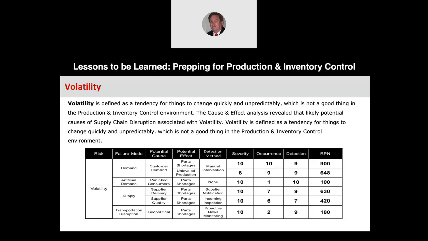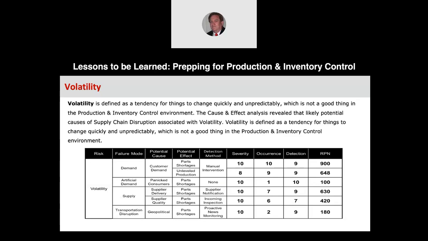So for the first one, the part shortages, the severity would be a 10. How likely is it to occur? The bad thing is, it's very likely to occur. As we get on in this, we'll show in safety stock how we try to help prevent that. Detection is almost always going to be after the fact, so the detection is not good either. That gives you an RPN score of 900, which is already very high. Unlevel production severity could be 8.